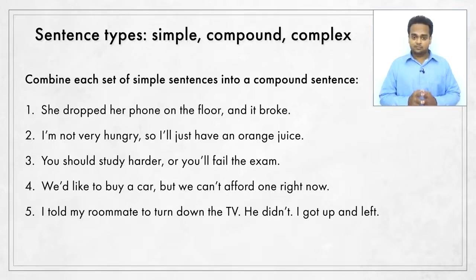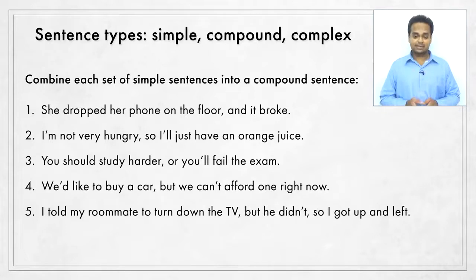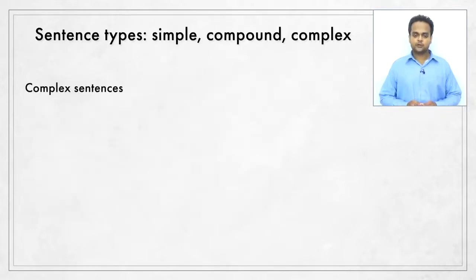And number 5 is a little tricky because there are 3 simple sentences or 3 independent clauses, but we can connect them using coordinating conjunctions. I told my roommate to turn down the TV, but he didn't, so I got up and left. How many did you get right? Alright, let's now move on and talk about complex sentences.